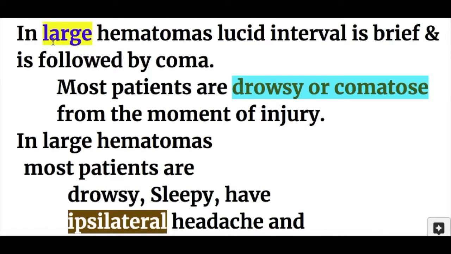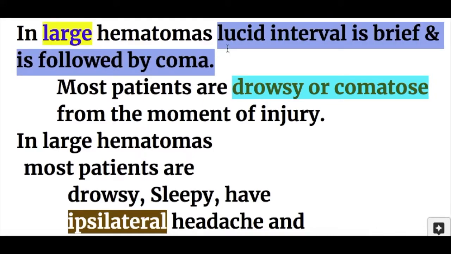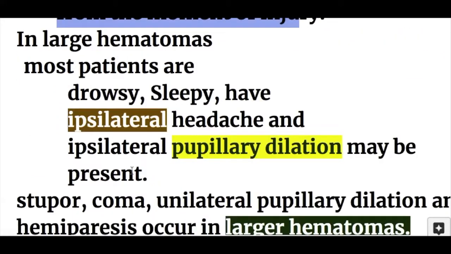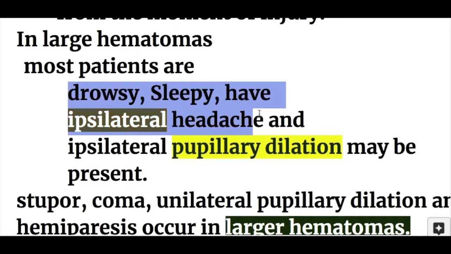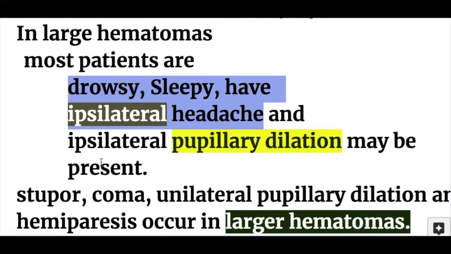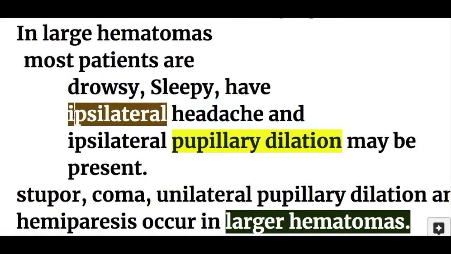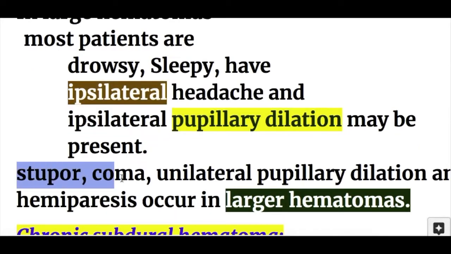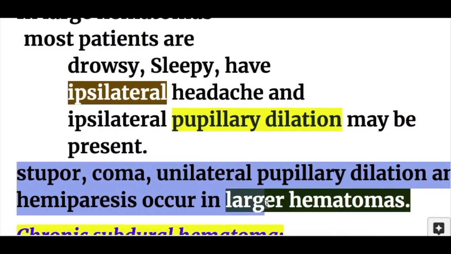Now larger hematoma. In large hematoma, the lucid interval is brief and is followed by coma. Most patients are drowsy or comatose from the moment of injury. In large hematomas, most patients are drowsy, sleepy, have ipsilateral headache, and ipsilateral pupillary dilation may also be present. So in large hematomas, the lucid interval is short. The patient is drowsy, sleepy, with ipsilateral headache and ipsilateral pupillary dilatation. The other features like stupor, coma, and hemiparesis occur in larger hematoma.